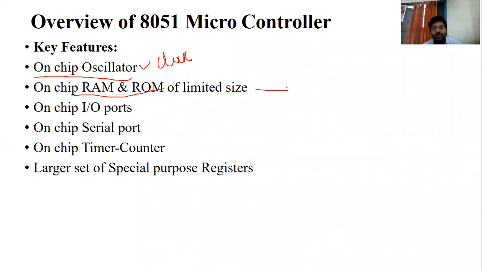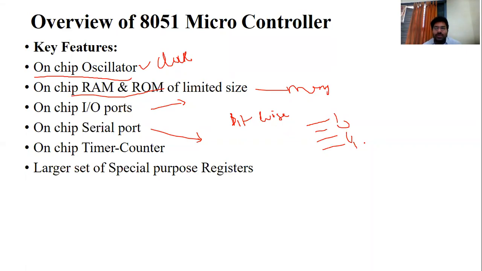We have on-chip RAM and ROM memory, but in the 8086 we supply it from outside. On-chip input ports are also not there in the 8086. There is also an on-chip serial port, a feature not available in the 8086. Serial means the microcontroller sends the data bit by bit. If the first bit is sent first, then the second bit, then the third, then the fourth, for example 1001, not 8 bits at a time. So bitwise data transfer is also possible.